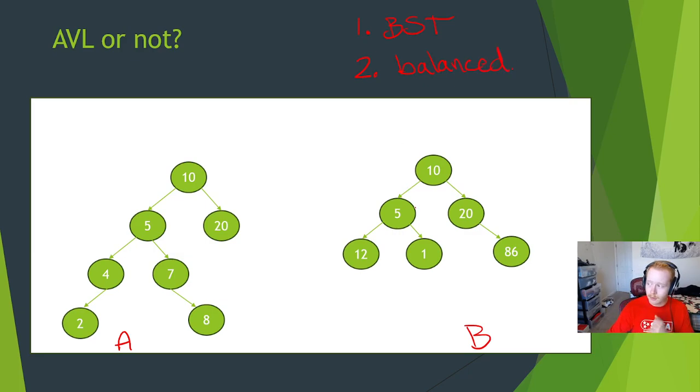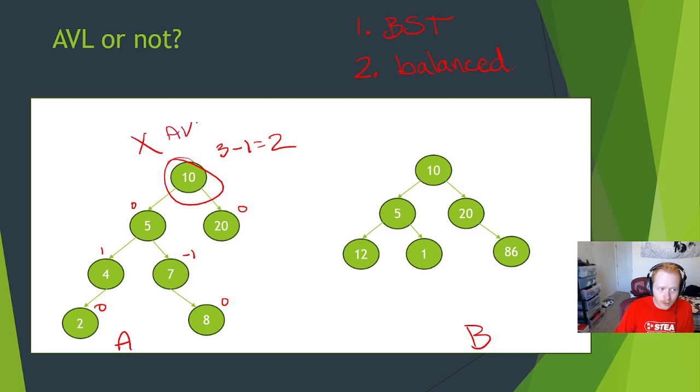So if we go and calculate our balance factors for our left tree, we get a 0, a 0, -1, a +1. Here we would get a 0 because we get 2 minus 2. This one is going to be 0. And if we look at node 10, we get 3 minus 1, which would be 2. So this tree is unbalanced, meaning it is not an AVL. No AVL. Looking at tree B, just looking at it, we can tell, hey, this is balanced.